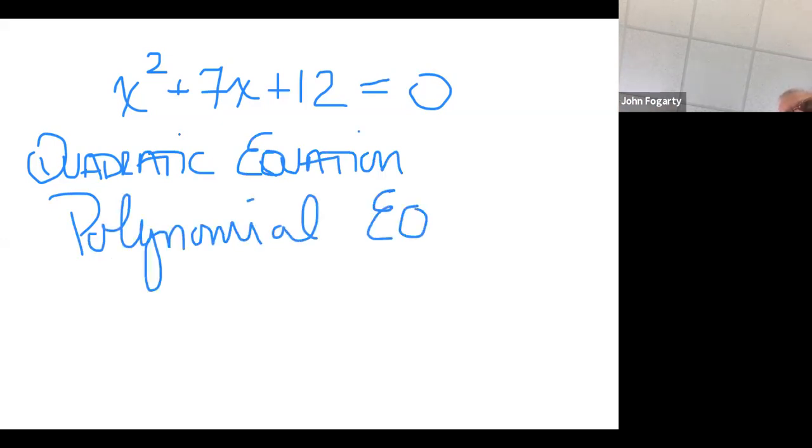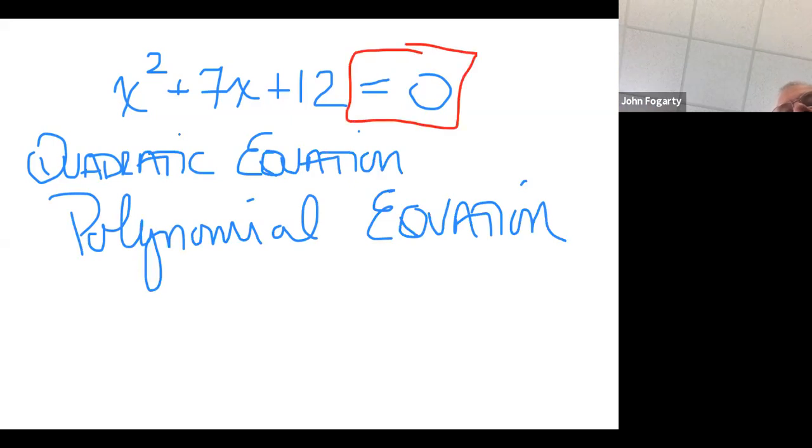So what we want to do when we have polynomial equations is we want to actually set them equal to 0. We want to set them equal to 0. Then we want to factor the polynomial and then let each factor equal 0. That's all. So let's see what that looks like.